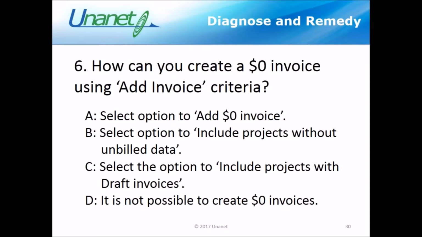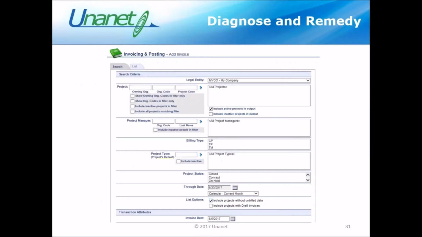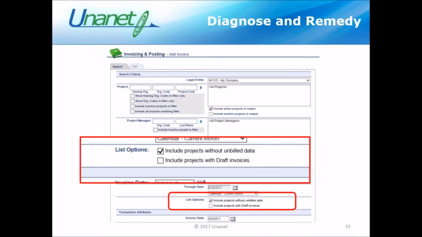for your participation. So how can you create a $0 invoice using your add invoice criteria? The correct answer, as we saw 50% of our respondents there, is to select the option to include projects without unbilled data. On the add invoice screen that you see here on your screen, you can see down near the bottom you have a section called List Options, where you would select the option to include projects without unbilled data.